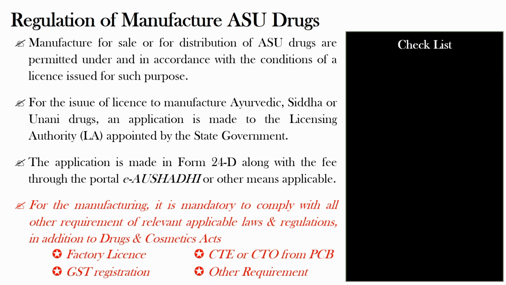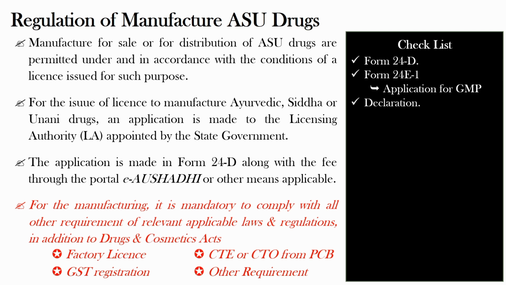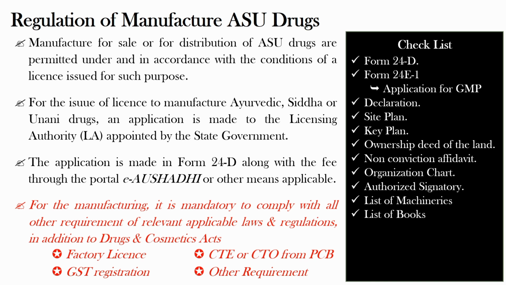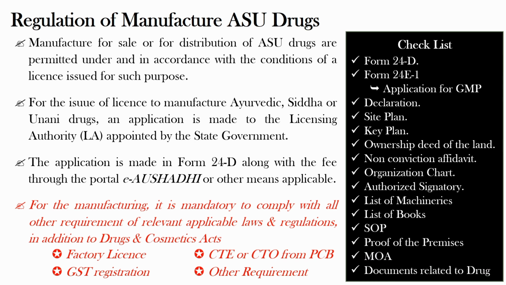A checklist for the application usually includes Form 24D, Form 24E1, that is application for GMP, declaration, site plan, key plan, ownership deed of the land, non-conviction affidavit, organization chart, authorized signatory, list of machineries, list of books, SOP, proof of the premises, MOA and documents related to the drug.